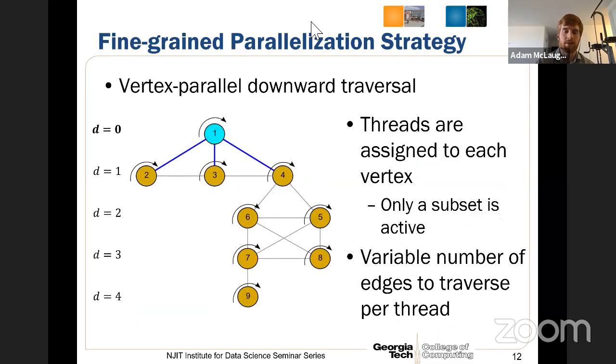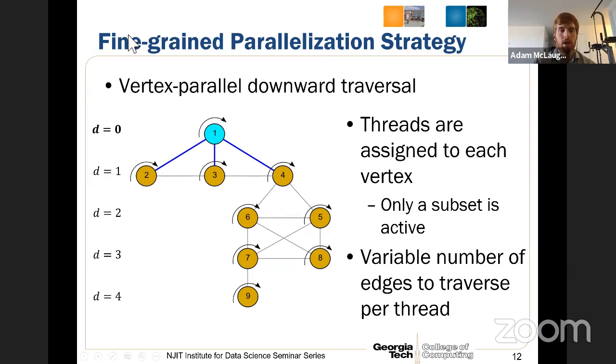The more interesting topic to talk about, as the last part was embarrassingly parallel, is the fine grained parallelization strategy. I'll first talk about some of the methods used by previous work, and then I'll explain how we improve upon those methods.